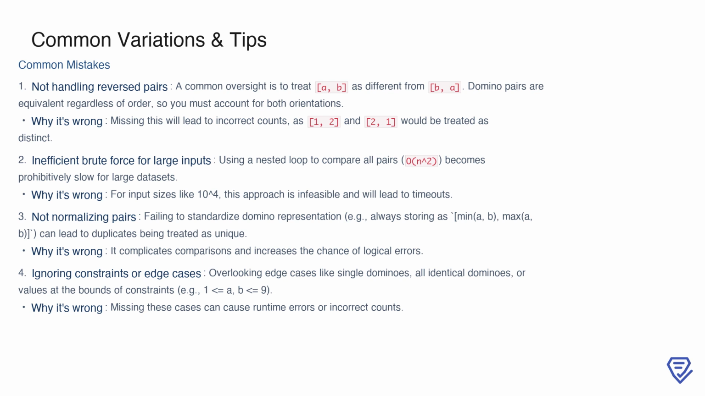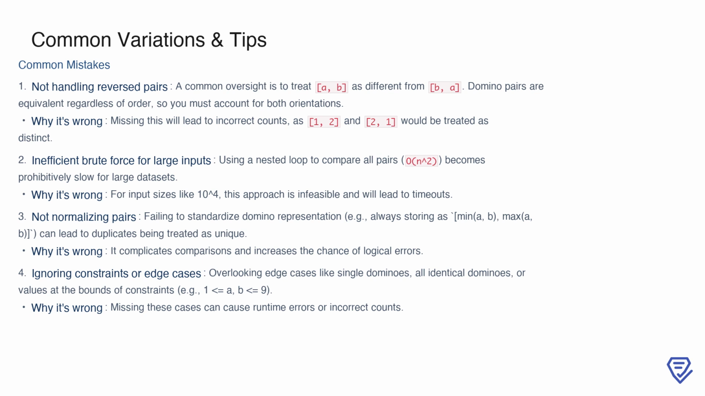First, it's critical to handle reversed pairs correctly. A domino pair like A-B is equivalent to B-A, so failing to account for this symmetry will lead to incorrect results. For example, if you treat [1, 2] and [2, 1] as distinct, you'll overcount or undercount pairs. Another common pitfall is relying on an inefficient brute force approach. Comparing all possible pairs using nested loops has a time complexity of O(n²), which quickly becomes too slow for large inputs, such as those with sizes around 10,000 or more.